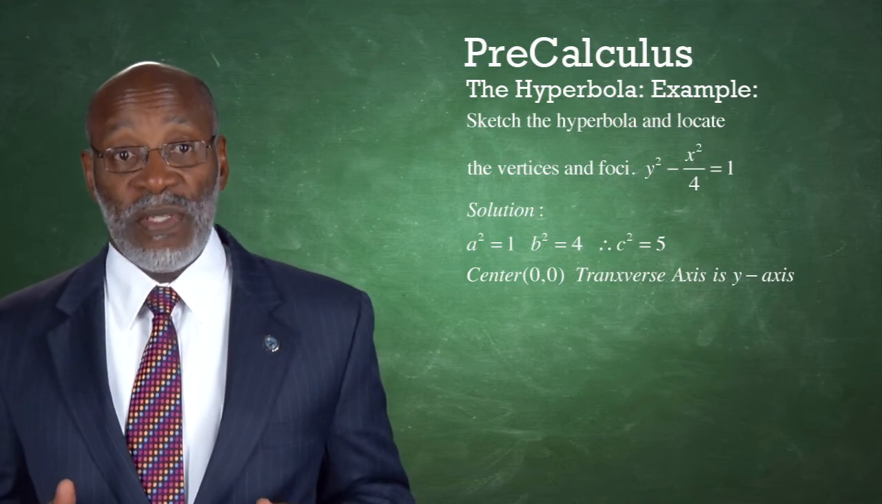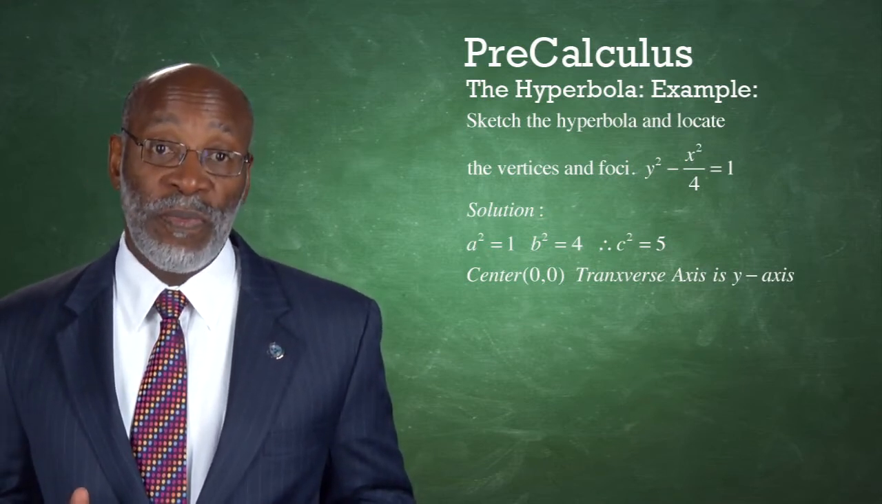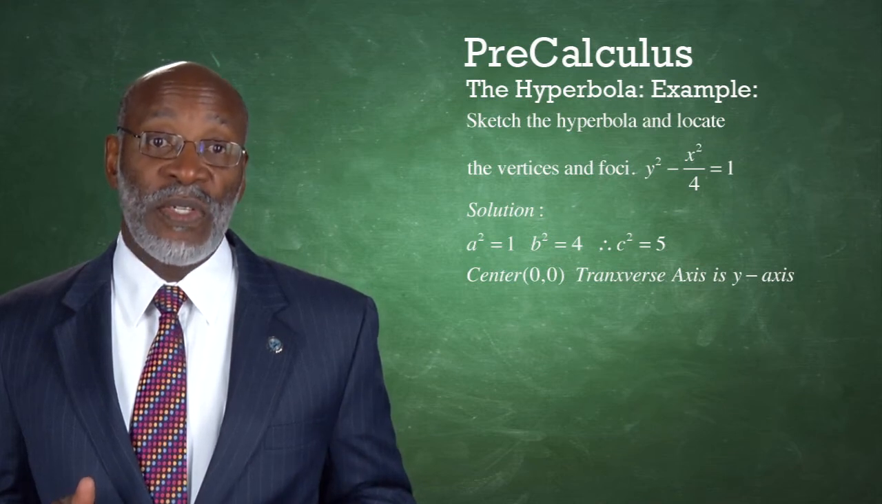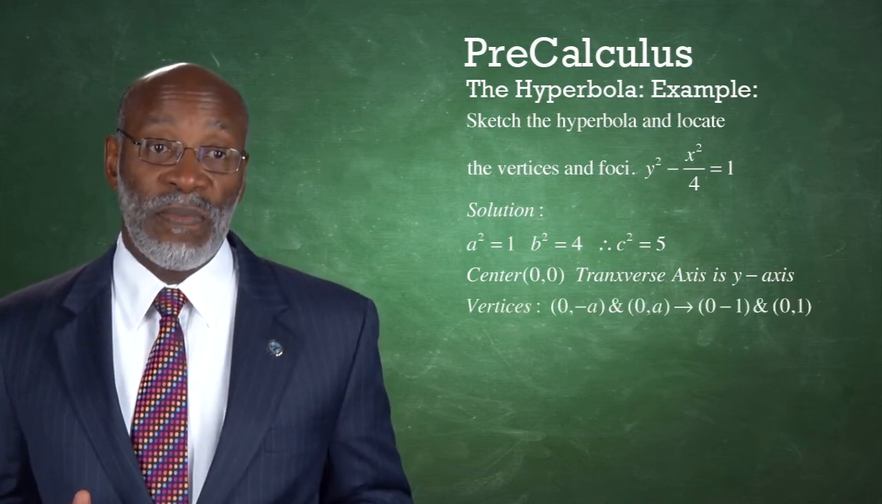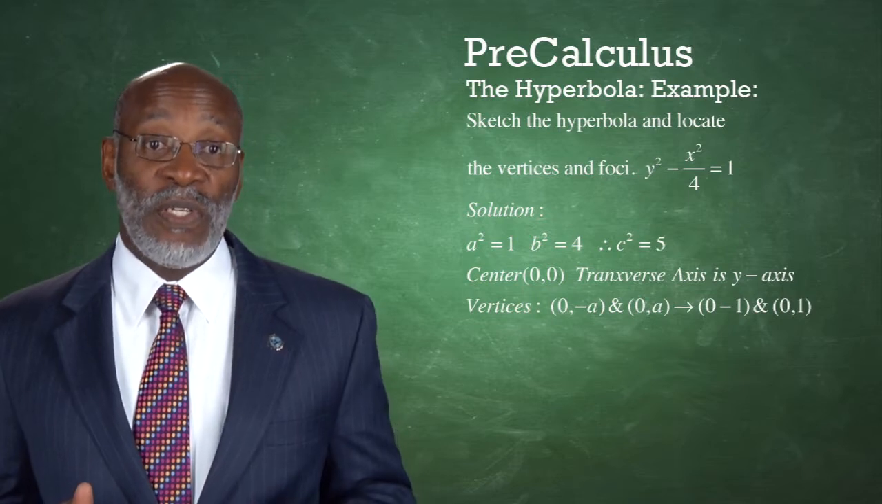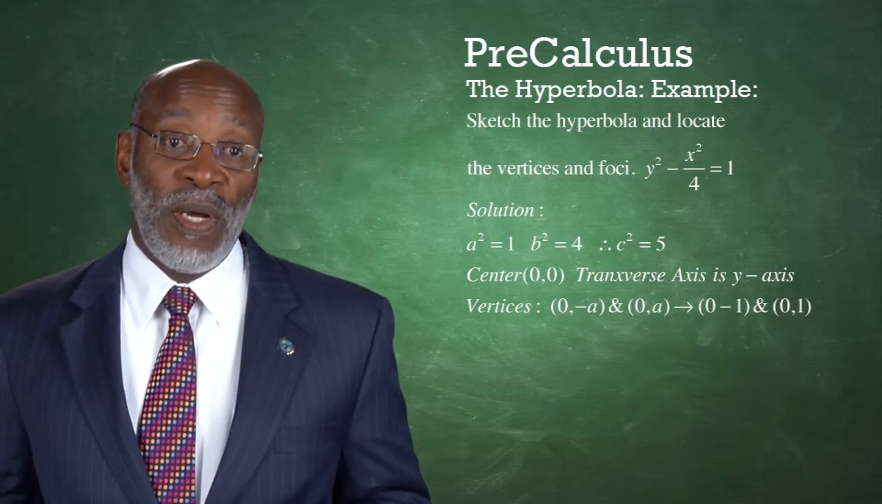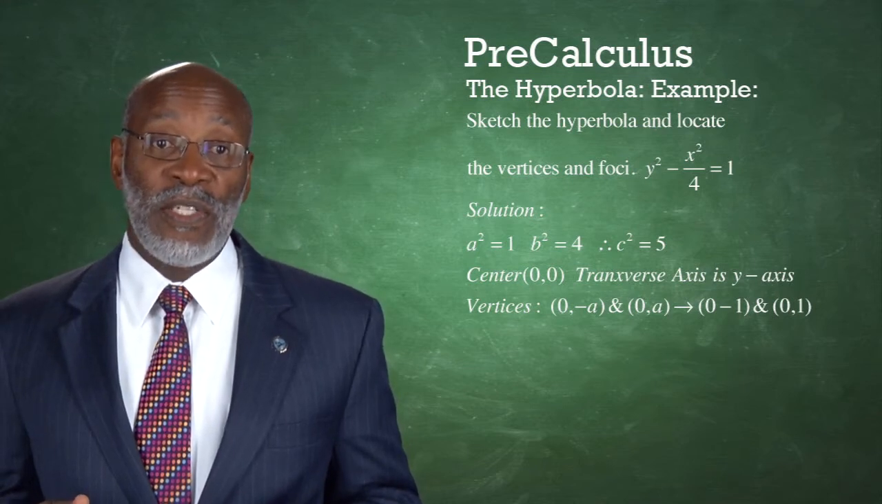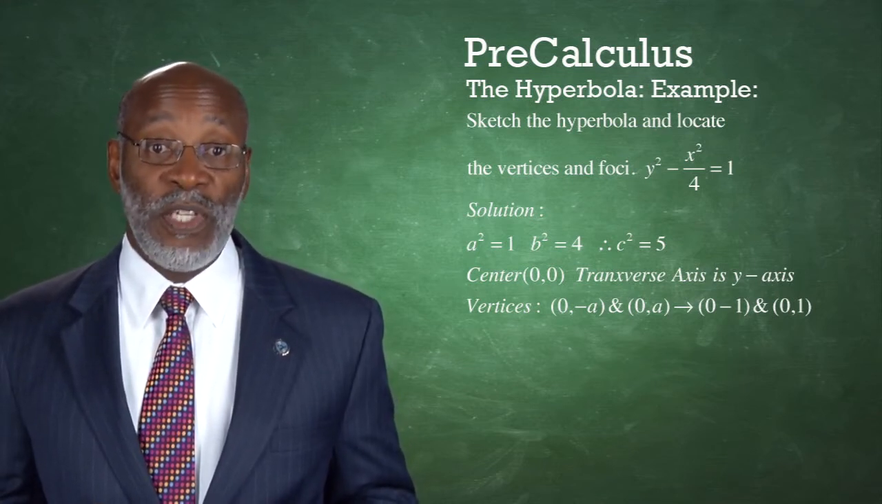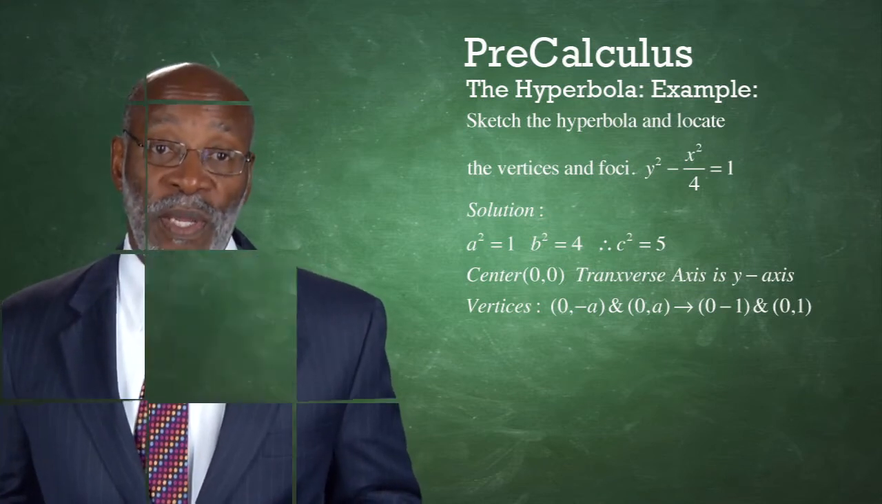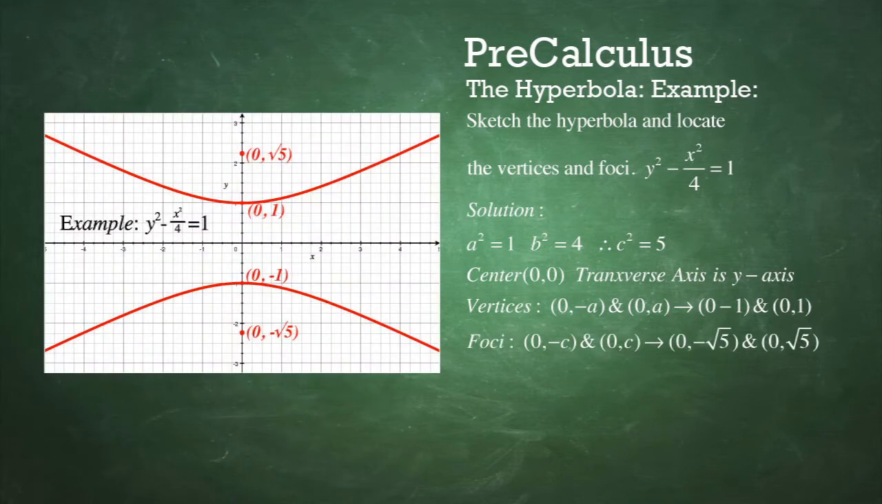So the center of this hyperbola is (0, 0). The transverse axis is the y-axis, and the vertices are the points (0, 0 minus a) and (0, 0 plus a), which are the points (0, 0 minus 1) and (0, 0 plus 1). The foci are the points (0, 0 minus c) and (0, 0 plus c), which in our case are (0, 0 minus square root 5) and (0, 0 plus square root 5). The graph of this hyperbola is shown on the left.